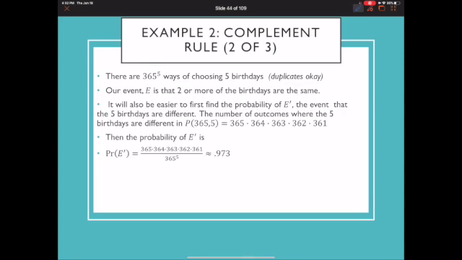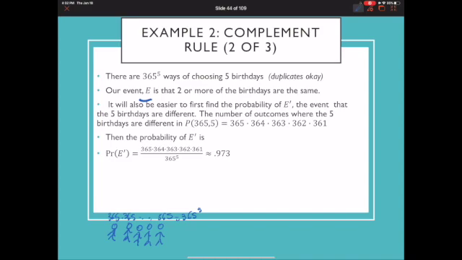So how many ways are there to choose 5 birthdays? Well, if duplicates are okay, I have 365 choices for my first person's birthday, 365 choices for my second person's birthday, and 365 choices for my third, fourth, and fifth person's birthday. That's going to be 365 times itself 5 times. Let's let our event, E, be the event that 2 or more birthdays are the same.